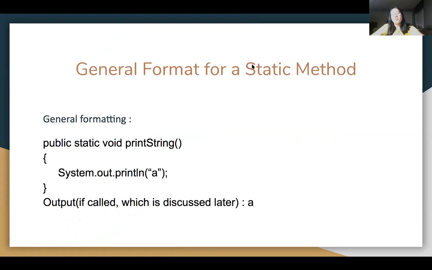Right, so general format for a static method. I'm going to be explaining more what a static method is in other slides, but general formatting. So you can see here that we have something like public static void printString, parentheses, curly brackets, System.out.println, and then inside we have string A. So the output, if called, which again, I'll be discussing later what called means, would be A.